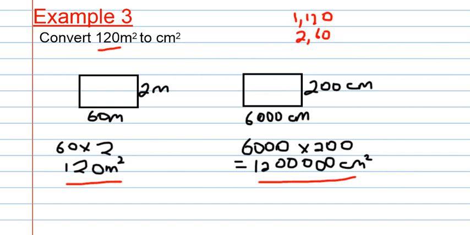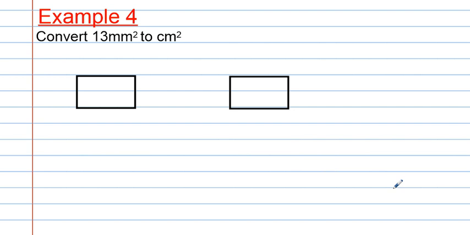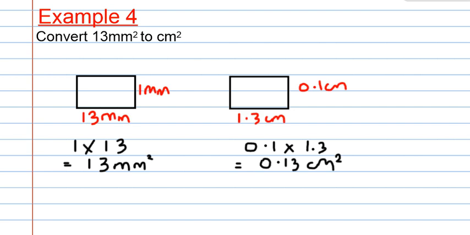Another example. This will be our last example, but have a go. We want to convert 13 millimeters squared. Press the pause button and have a go. Okay, did you get this right? Did you split out your number like I did? Yeah, 13 and 1, or it could be other pairs of numbers.